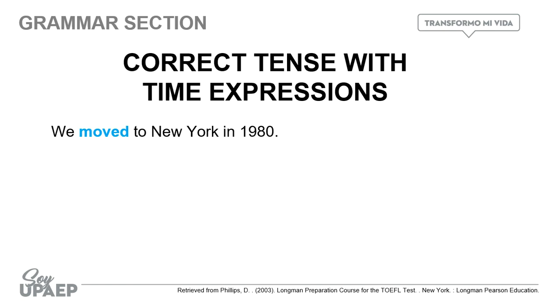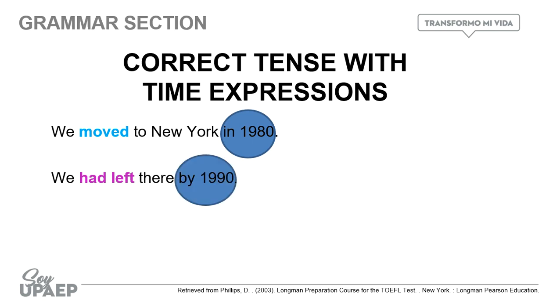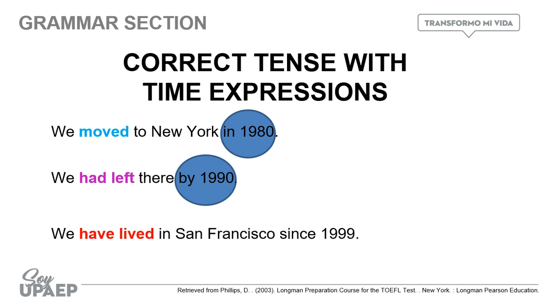For example, we moved to New York in 1980, right? If you notice, in 1980 helps you determine that you need the past simple, okay? For example, we had left there by 1990. So by 1990 is a particular expression for past perfect. So this time expression is going to help you know that the verb that you need has to be in past perfect, okay? We have lived in San Francisco since 1999.